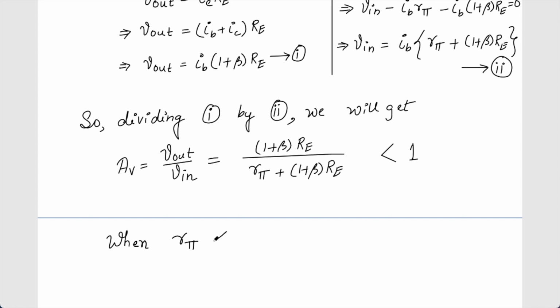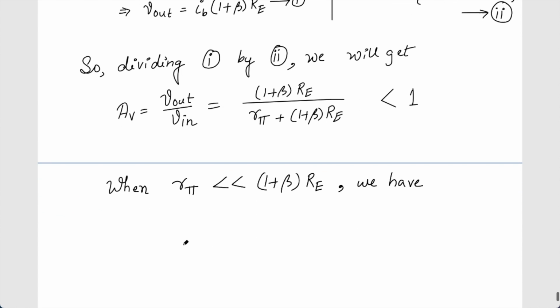So when R pi is much smaller than (1 plus beta) into RE, we have the gain AV approximately equal to 1. Because if R pi is not there, then it is 1. And this is always the case.